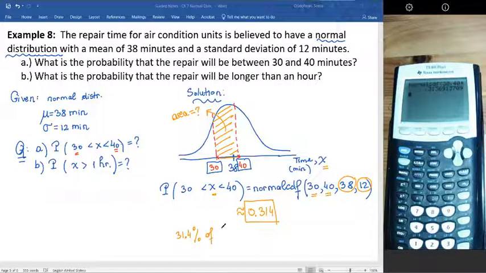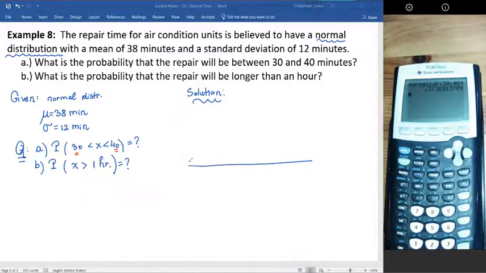31.4% of the data, and the data in this case is related to repair time. This percentage is between 30 and 40 minutes. In order to answer the second question, I will have to sketch the graph again and show the solution.